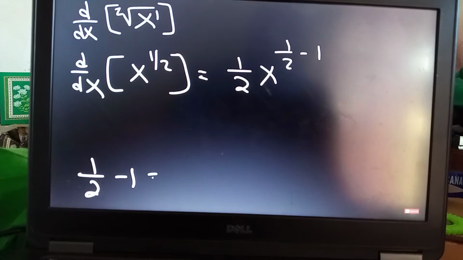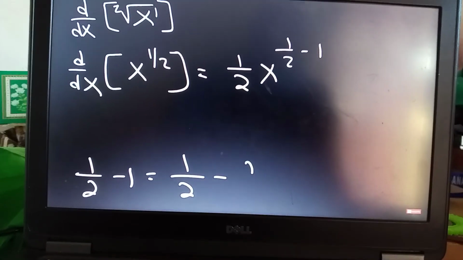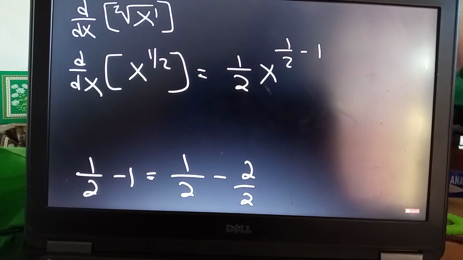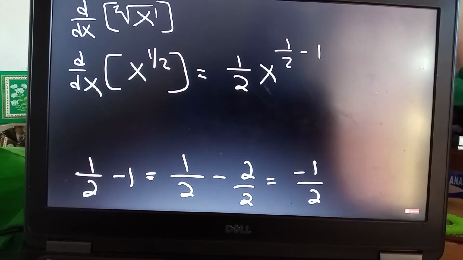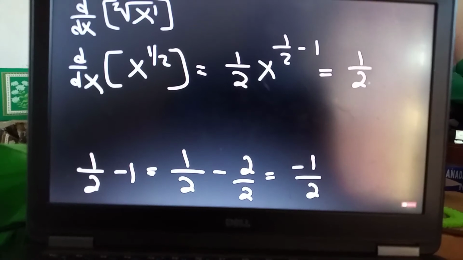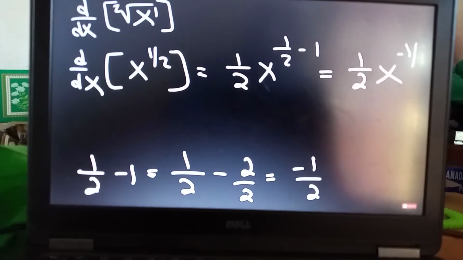1/2 minus 1 is the same as 1/2 minus 2/2. 2 divided by 2 is the same as 1. And so this becomes negative 1/2. So we get 1/2 x raised to the minus 1/2.